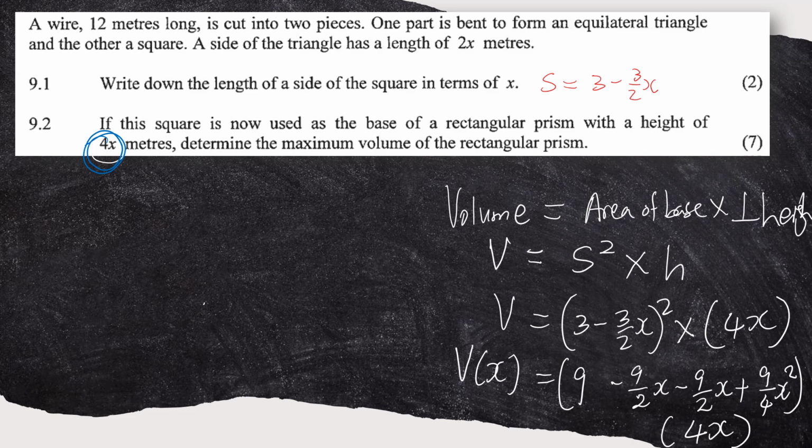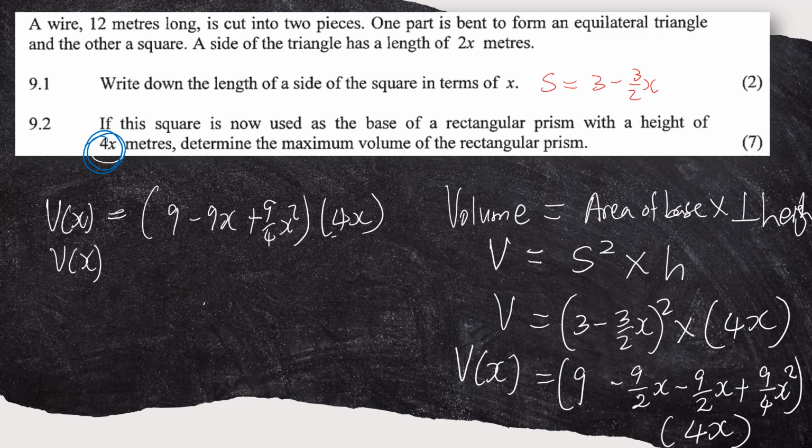So as you are simplifying that volume in terms of x, you can add the like terms. You have minus 9 over 2x and minus 9 over 2x. Okay, that will give us minus 18 over 2x, which is just minus 9x. Okay, so we now have 9 minus 9x plus 9 over 4x squared. This is multiplied by what? By 4x. Okay, now we can multiply every term by 4x.